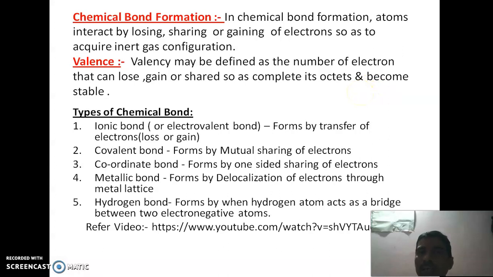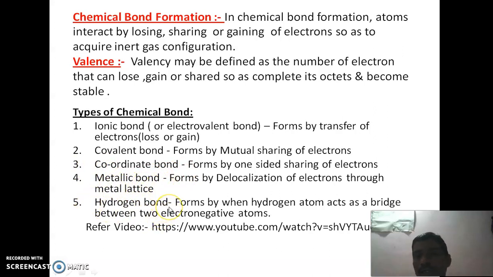At the time of chemical bond formation, or chemical combination, these bonds are classified into different categories. That is the types of chemical bond. The first one is the ionic bond, also known as the electrovalent bond, then covalent bond, coordinate bond, metallic bond, and hydrogen bond.